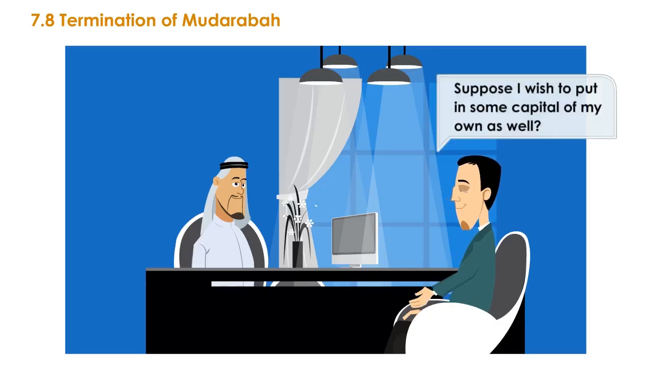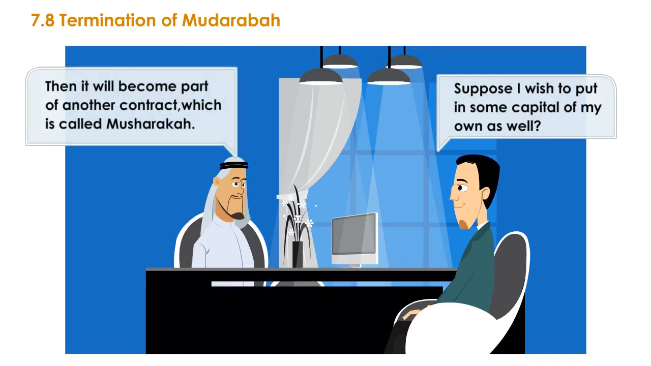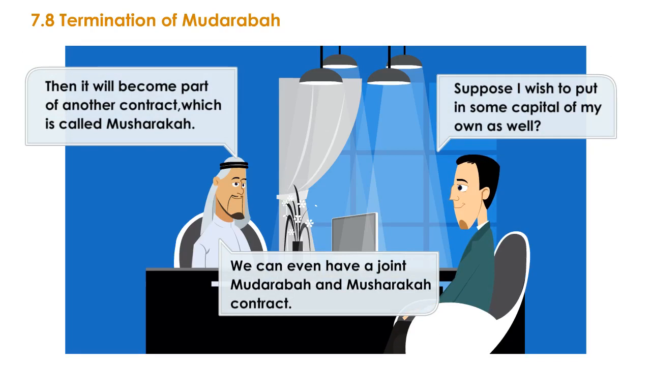Suppose I wish to put in some capital of my own as well. Then it will become part of another contract which is called Musharaka. We can even have a joint Mudaraba and Musharaka contract.